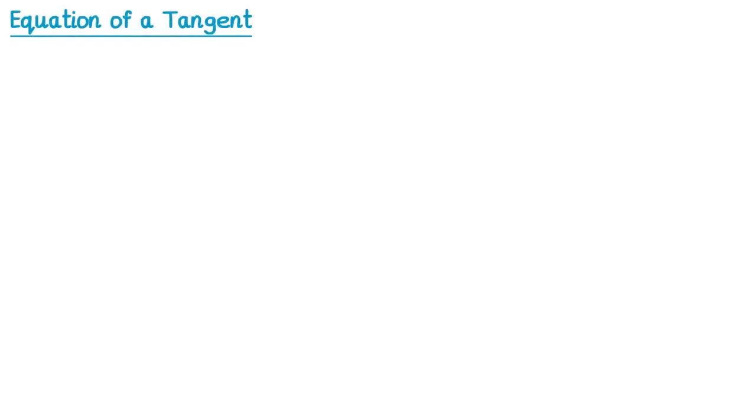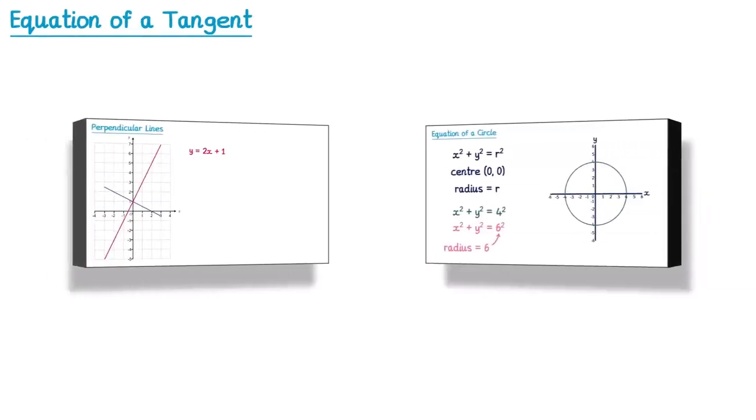We're going to learn how to find the equation of a tangent to a circle. This will use some knowledge from my previous videos on perpendicular lines and the equation of a circle. So if you're unsure on either of those topics, I'd recommend you go and check out those videos first. I'll put links to both of them in this video's description.